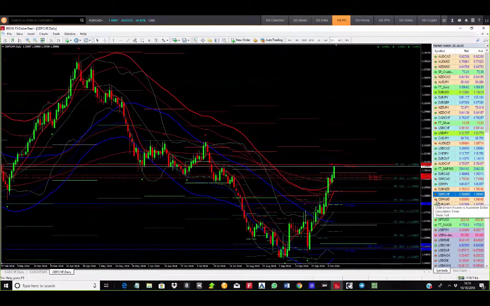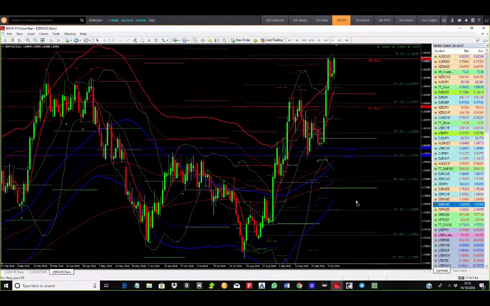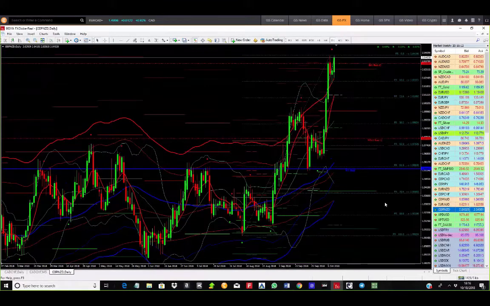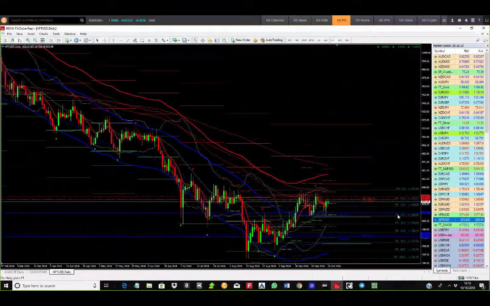Just checking that we're not going to miss any other setups which are potentially developing as well. No, that's all looking quite good right now. Yeah, nice support for platinum there as well. Okay, right.